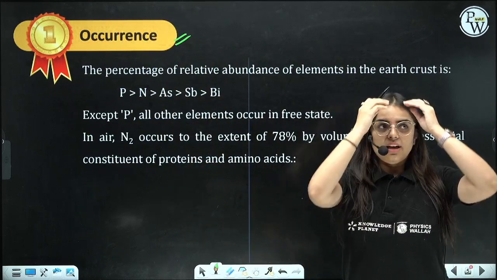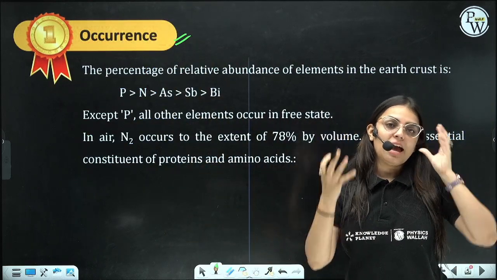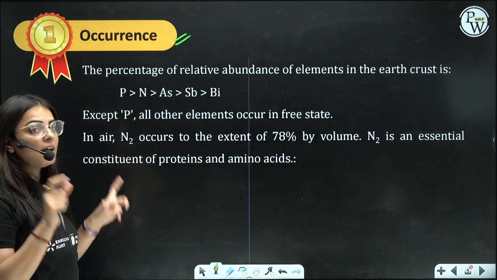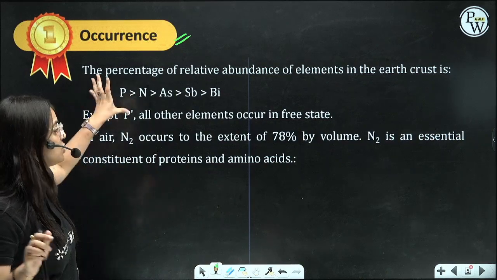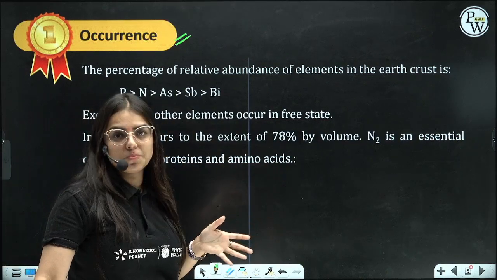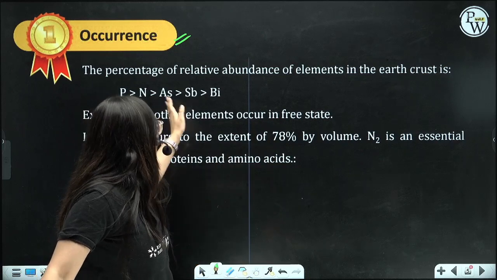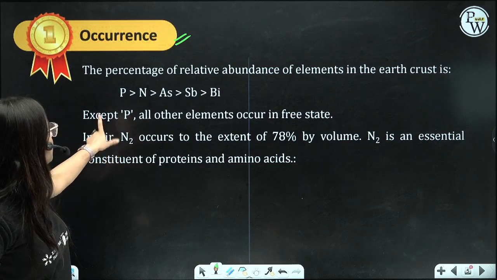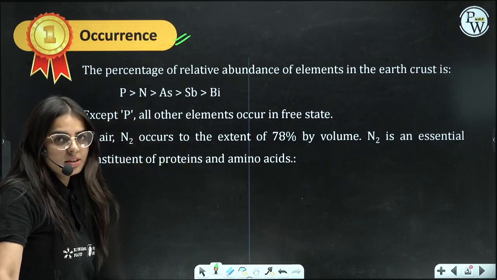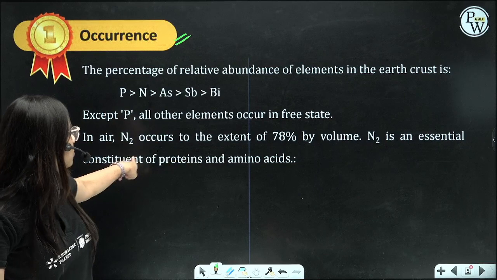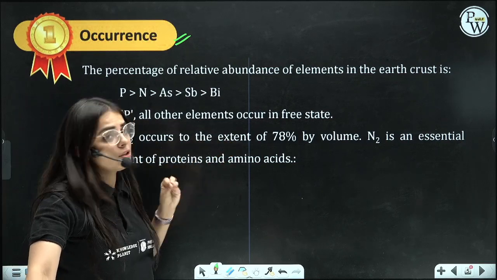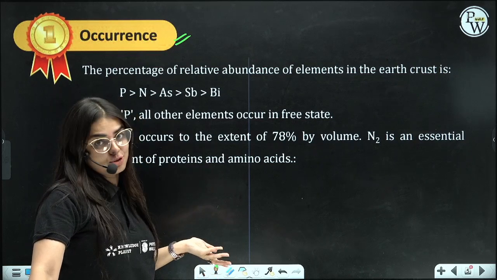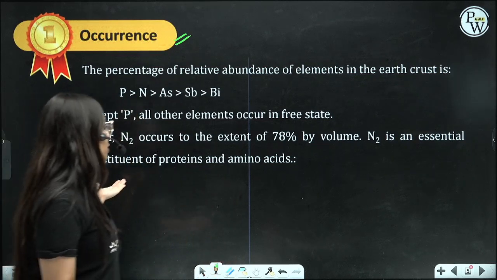Where have they been seen, or where have we got them from? The percentage of relative abundance of the elements in the earth's crust is that phosphorus is present in more amount in comparison to the other elements, and then we have nitrogen, arsenic, antimony, and then bismuth. Except phosphorus, all other elements occur in the free state. In air, N2 occurs to an extent of 78% by volume. You know this from your lower classes. N2 is an essential constituent of proteins and amino acids.